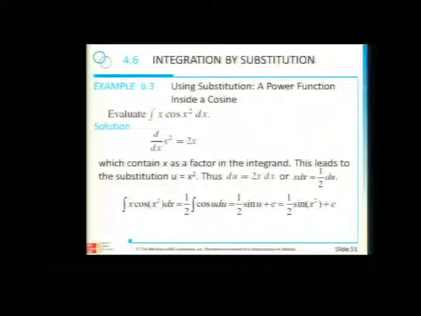And let's look at a few more examples. I think that there are quite a lot of worked examples here. All right, integrate x cosine x squared dx.